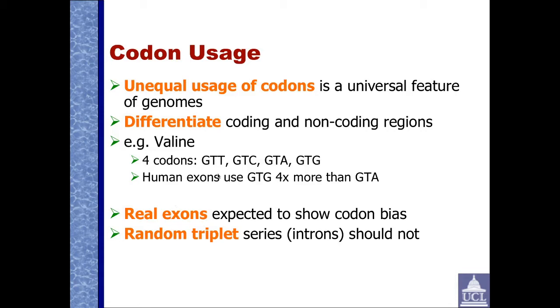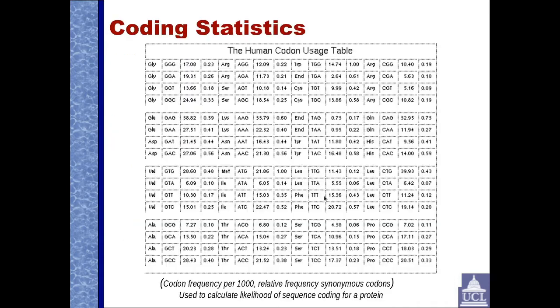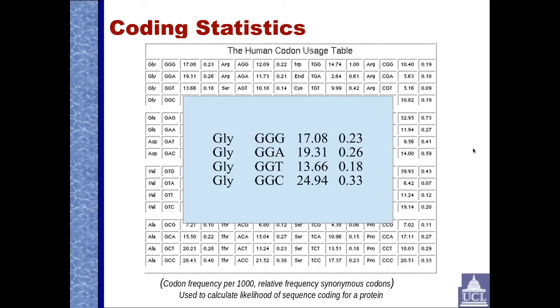So taking this example of valine, then, there were 4 codons for valine, and human exons use GTG 4 times more frequently than they use GTA. So real exons will be expected to show this bias. Random triplet series found in introns should not. Now, this is a complete human codon usage table, and I'm going to zoom in just on the glycine example. So again, 4 different codons for glycine. This is the codon frequency per 1,000, and this is the relative frequency of these 4 synonymous codons.